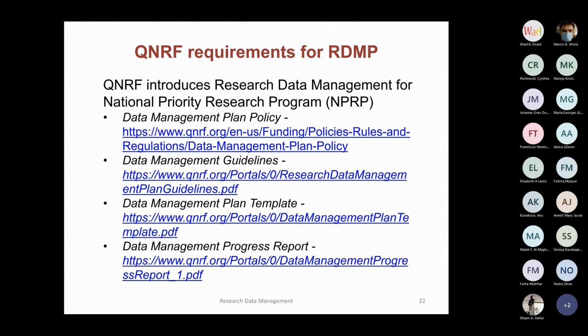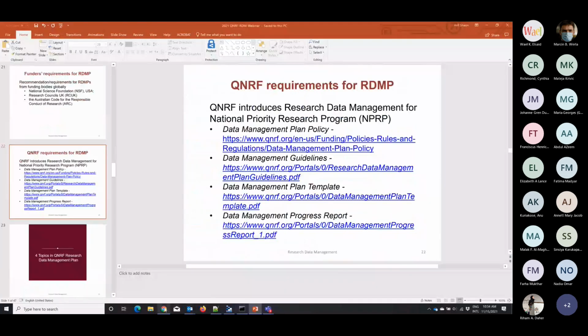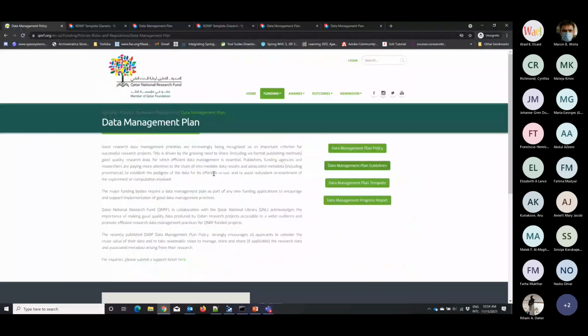But just to help you become acquainted with the location of the web page where you can find all this information, I'm just going to get out of this slide quickly and show you where you can find it. If you just Google QNRF data management plan, you should end up on this page here. Hopefully you can see this. On the right hand side, you have the links to all the important things that you need. So you have the plan policy there, and then you have the template. This is the template that I'll be walking you through in the next slides. This is what you need to submit a data management plan during the pre-fund stage, if I'm not mistaken.